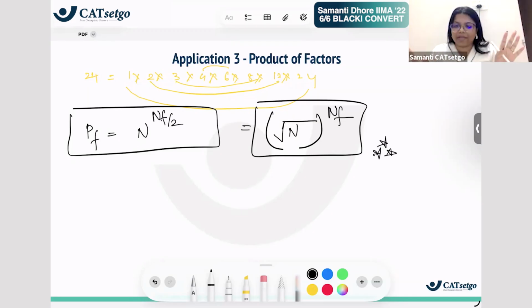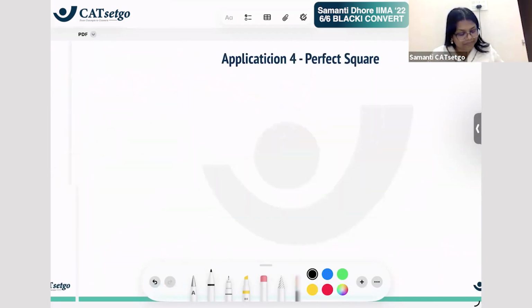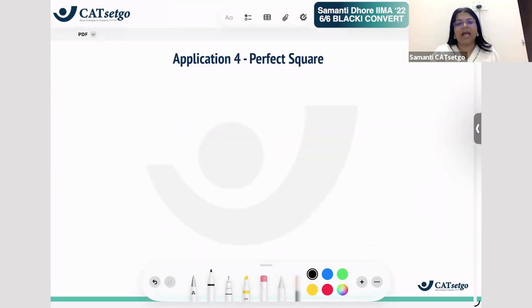So these are direct applications: number of factors, sum of factors, product of factors. Okay? तो ये एक application था. Now what do we have next? Next we have application in terms of perfect squares. Okay? What does perfect square mean? What does perfect square mean?